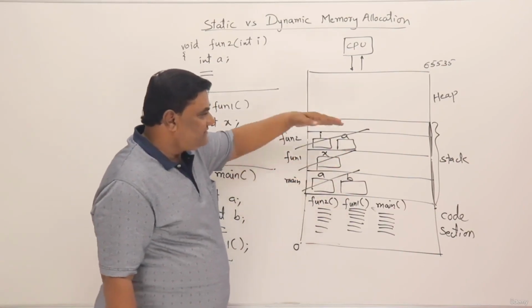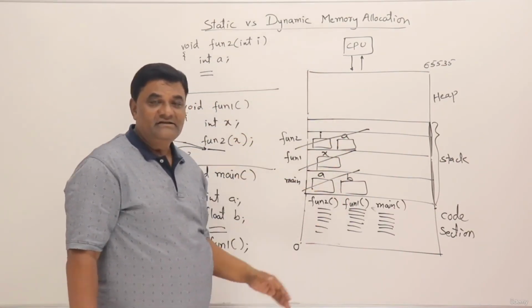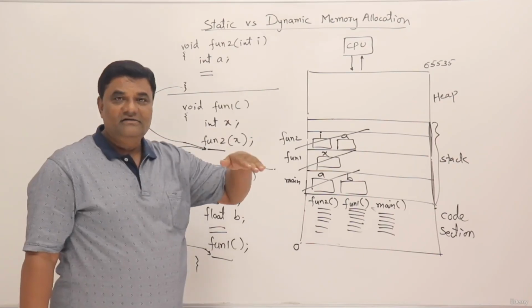So this is the way activation records are created like this and then deleted like this. So this mechanism is a stack, right?